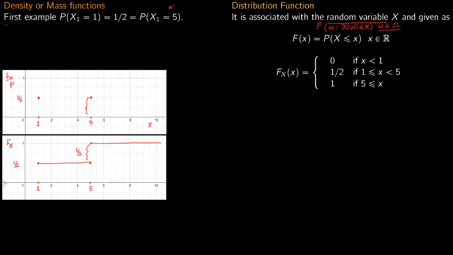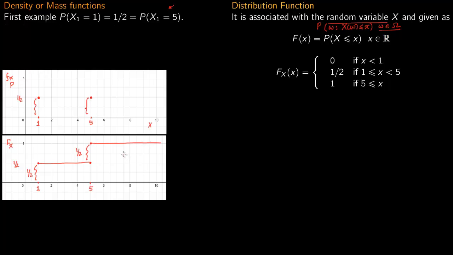So again, before 1, everything is 0. You're just copying from here. At 1, there is a jump by half. So this half you add to 0 here. Then from 1 to 5, it remains constant because you're not adding anything between 1 and 5. At 5, again, you have to add another dot, this jump of half here, and you get this.